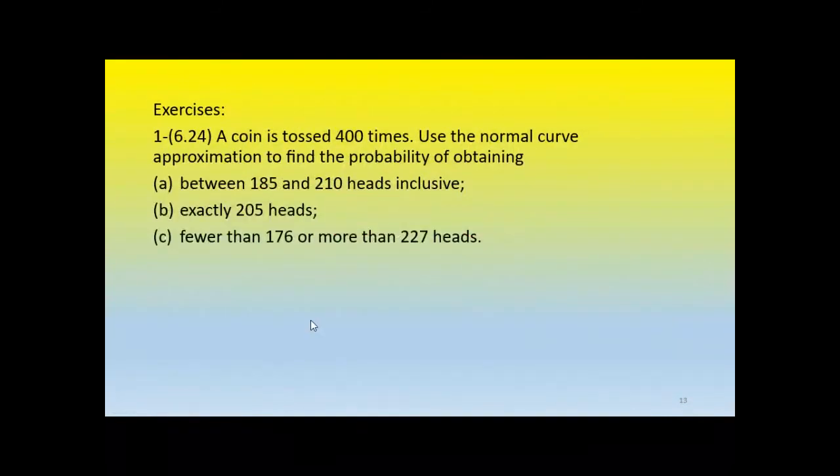Let's start the first example of approximation. What's given here? I think you are slightly understanding what is going on. After 1 or 2 examples, it will be more clear. A coin is tossed 400 times, and note down the information. What is given? n is 400. Use a normal curve.